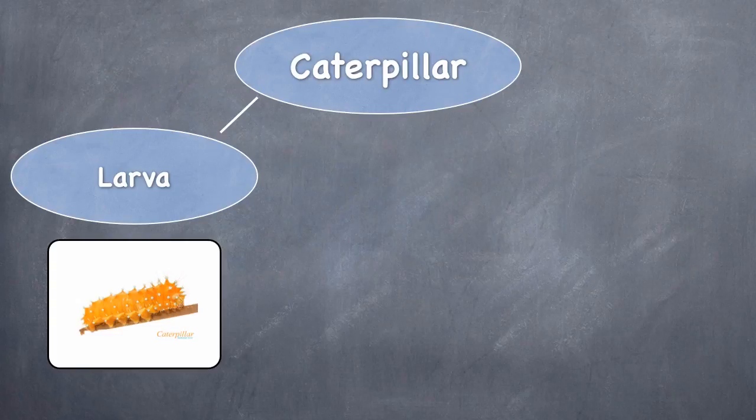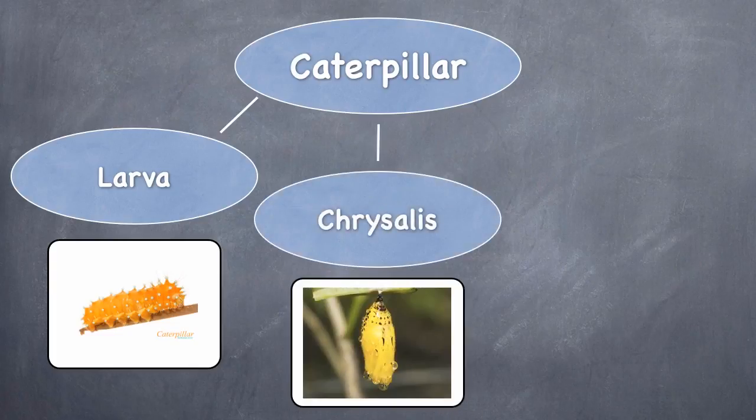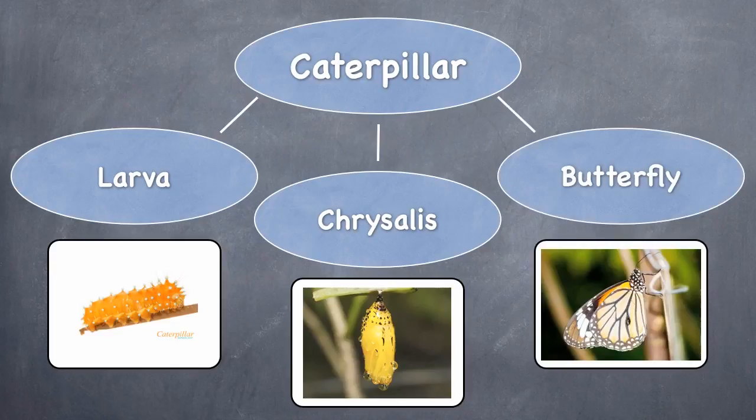Now, the next stage is a chrysalis. It is the middle metamorphosis stage. It is a stage in which the caterpillar is the most vulnerable because it is just hanging off a tree or something, and it can be so easily picked up by a bird or a prey animal, or even by another insect. And finally, out of the chrysalis comes a butterfly.